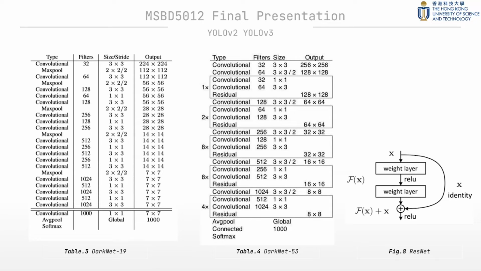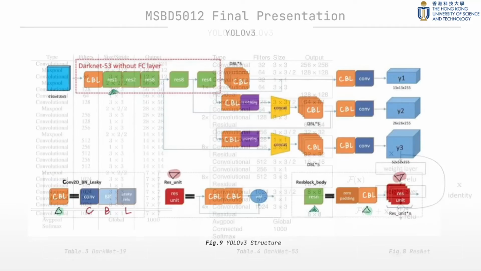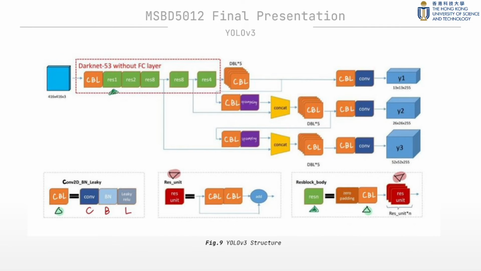Then in YOLO V3, an evolved network, darknet 53, was proposed, which introduced the residual network and changed the max pooling of darknet 19 to average pooling of darknet 53 in the output layers. Besides, YOLO V3 can generate 3 feature maps in different sizes by using upsampling and different multiples.